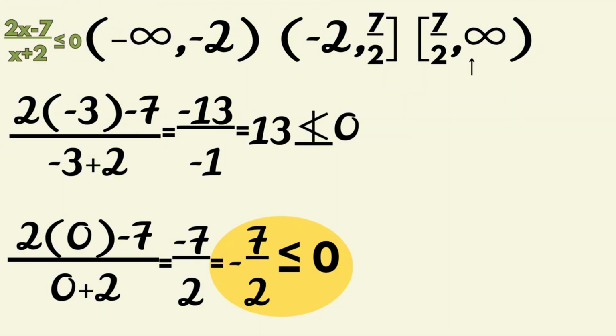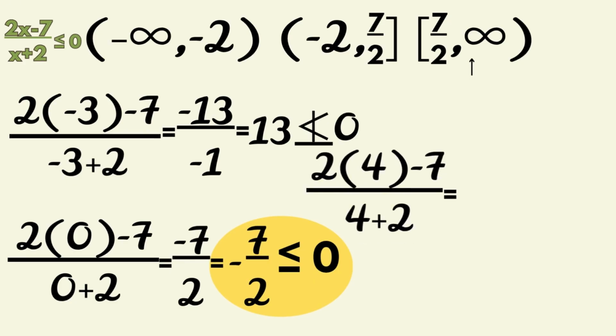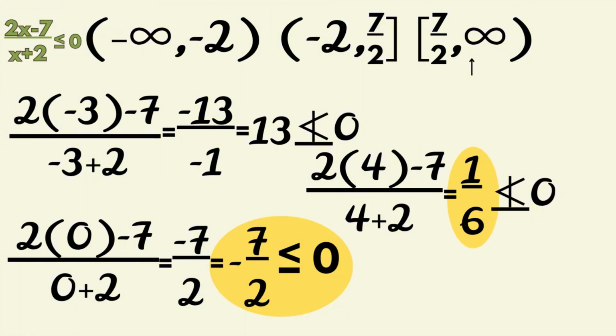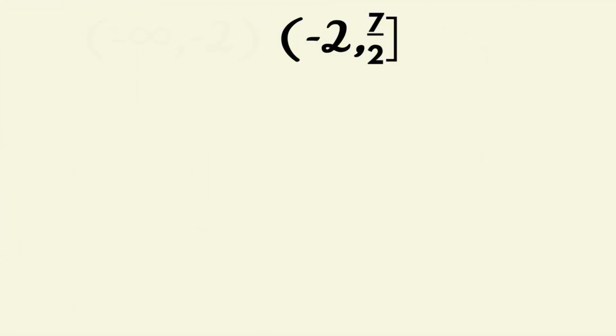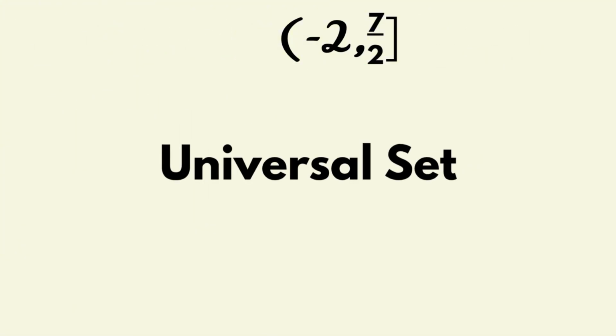For 7 over 2 and infinity, we will use 4, because 7 over 2 is 3.5. 2 times 4 minus 7 over 4 plus 2 gives us 1 over 6. 1 over 6 is not less than or equal to 0, so this is not part of the solution. Negative infinity and negative 2, 7 over 2 and infinity is false. Negative 2 and 7 over 2 is true, and that's our universal set.